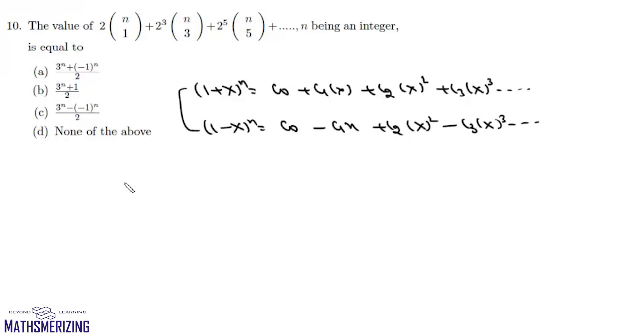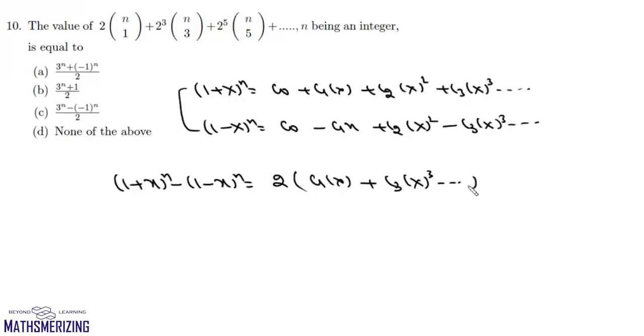Now we'll subtract the second from the first. We can write (1 plus x) to the power n minus (1 minus x) to the power n, and it will be 2 times C1x plus C3x cube, and this series will continue.